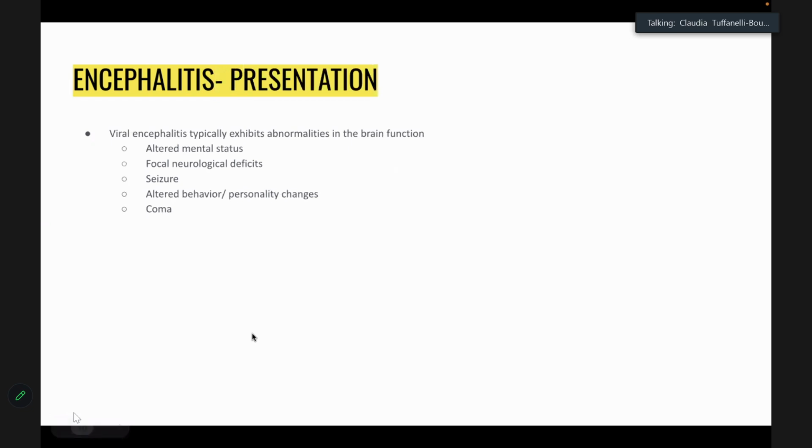So with encephalitis, you're usually going to come in with altered mental status. That's the most common and underlying presentation. But you can also have focal neurological deficits, seizures, altered behavior or personality changes, and then a coma. You'll also see fever with these.